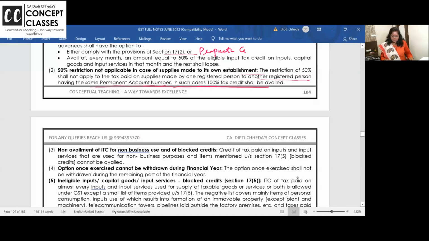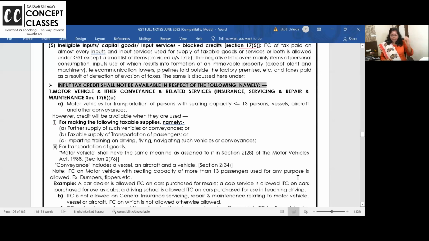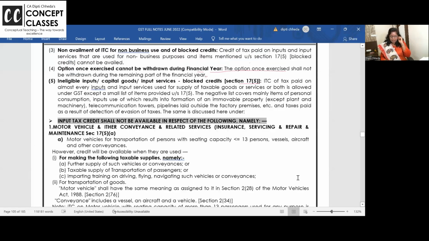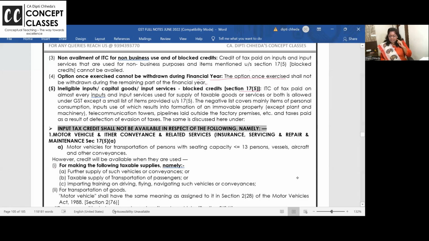Yes, here we go. Input tax credit shall not be allowed in respect of following. And before we read that, let us introduce section 17.5. ITC of tax paid on almost every input and service used for supply of taxable goods or services is allowed. Same line of the business, whatever goods and services you are using for your business is allowed.